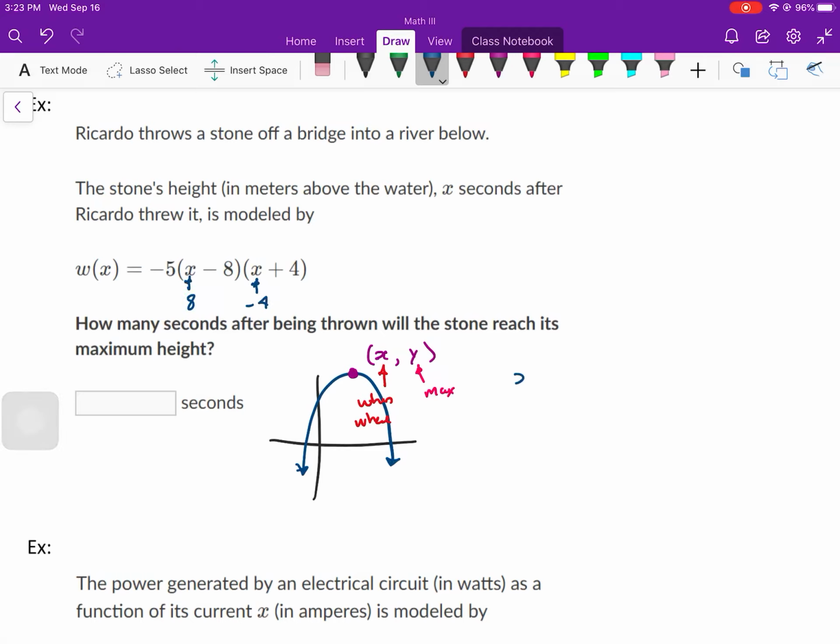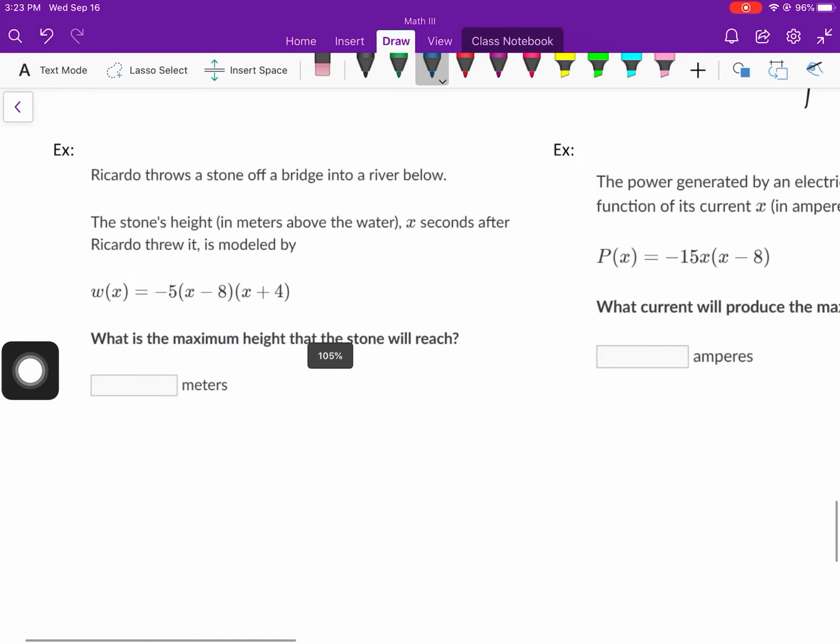So to come up with that vertex, all we need is the x value because it's just asking how many seconds after being thrown. So asking when. So the x value for that vertex is just taking the two x-intercepts, adding them and dividing by 2. So we're going to take that 8 plus -4 and divide it by 2. And I get 2. So if you want to know what the actual maximum height was, we'd plug it back in. But this doesn't ask us for that, it asks us when. It asks for how many seconds after.